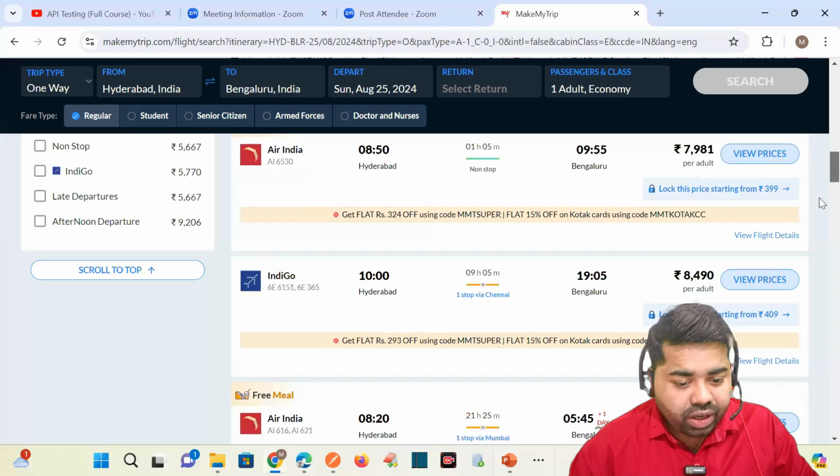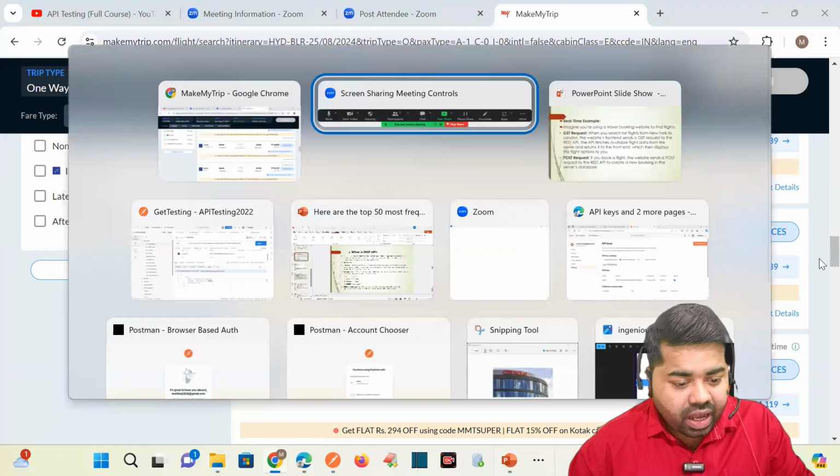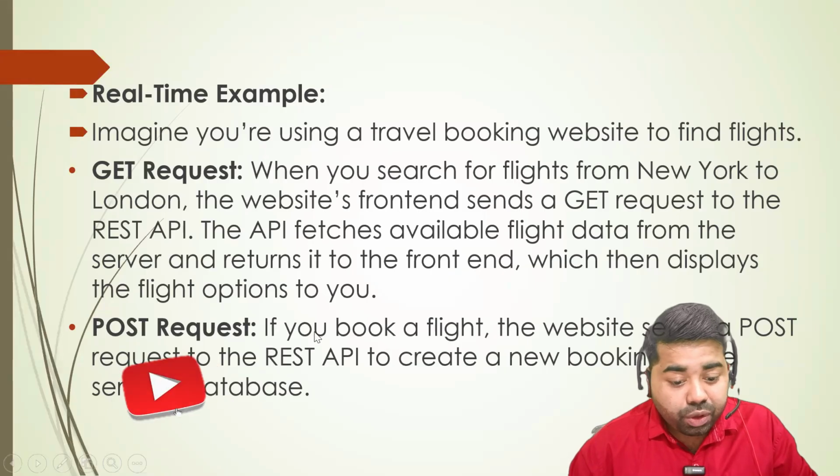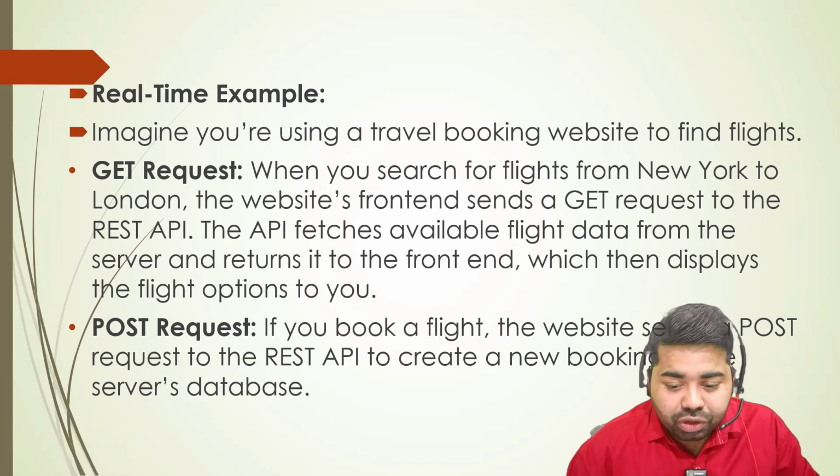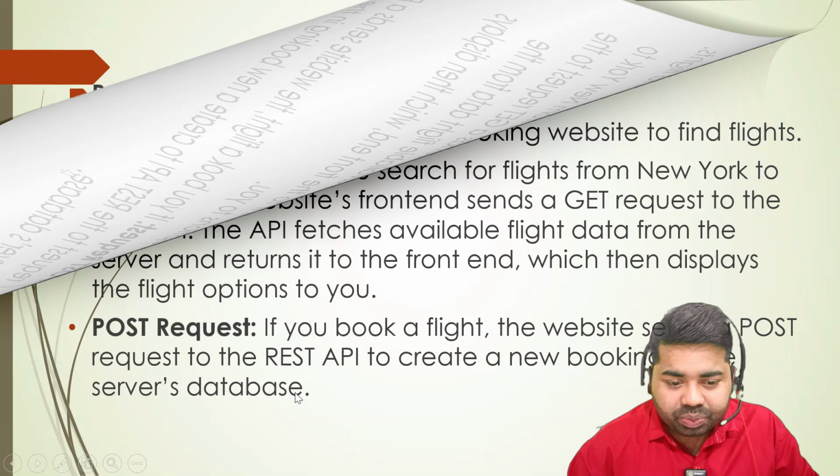You can see this is your get method. And the post method: if you book the flights you have to give some information, so it sends a post request to the REST API and creates a new booking in your server database.